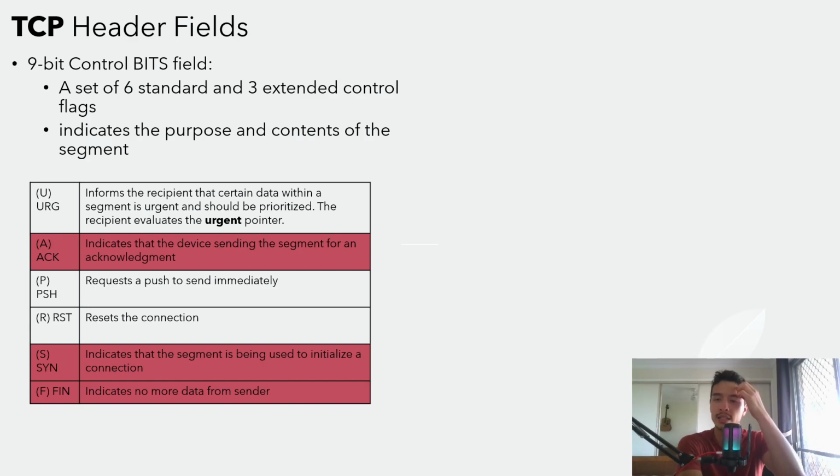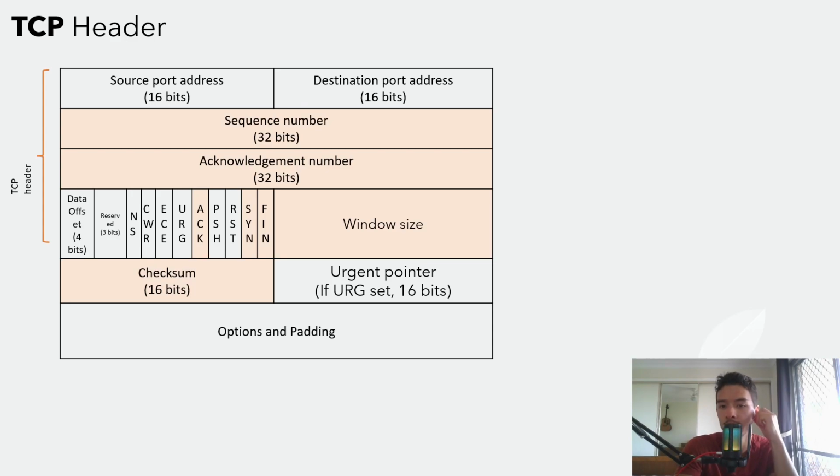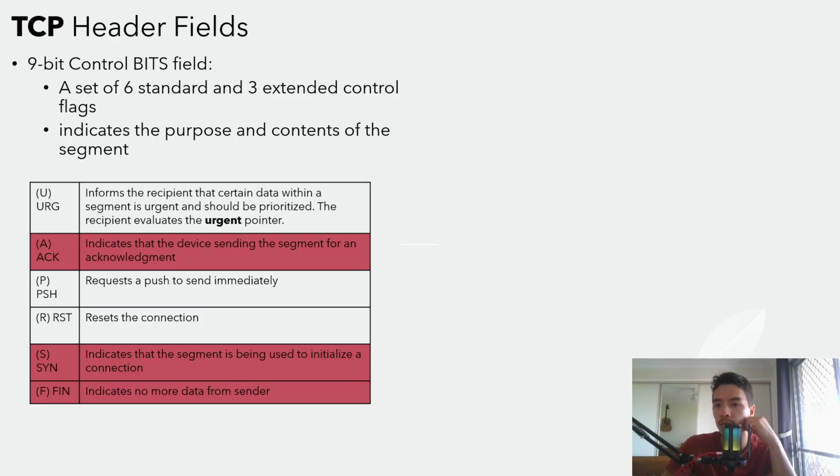So in the TCP header fields, we've got the 9 control bits. A set of 6 standard and 3 extended control flags indicates the purpose and controls of the segment. Anyway, URG, these are just things we need to know. URG informs the recipient that certain data within the segment is urgent and should be prioritized. The recipient evaluates the urgent pointer. The ACK, the acknowledgement, indicates that the device is sending the segment as an acknowledgement.